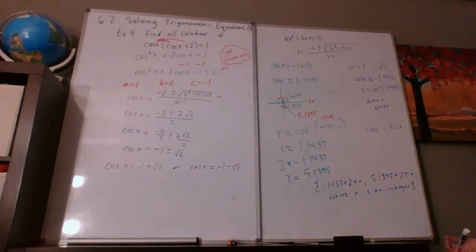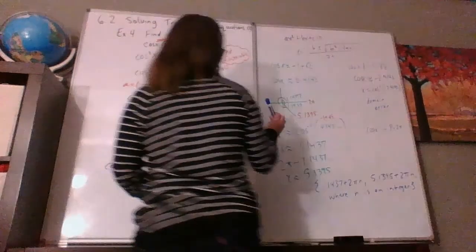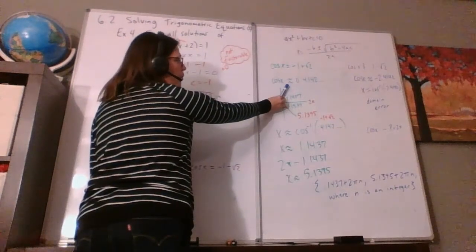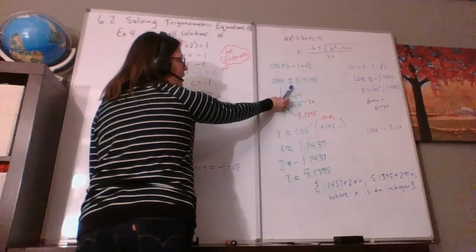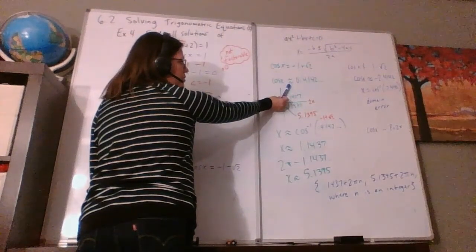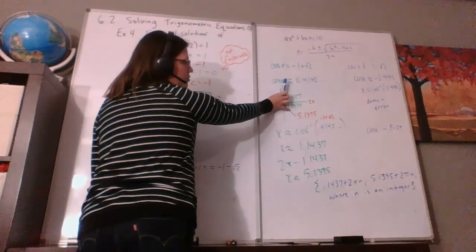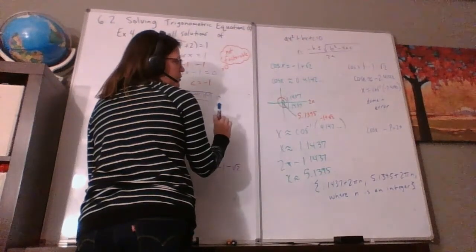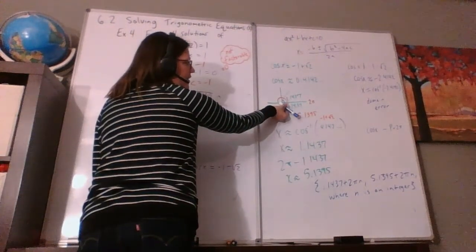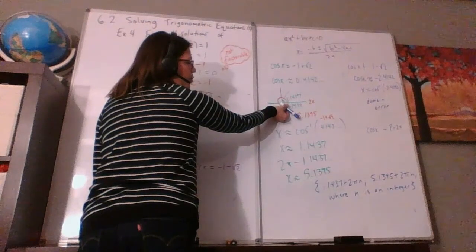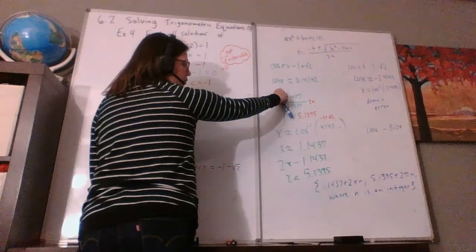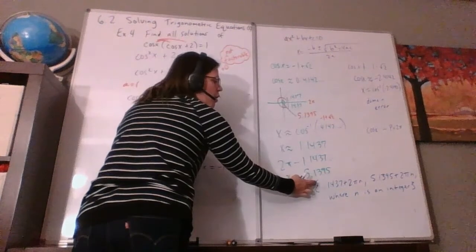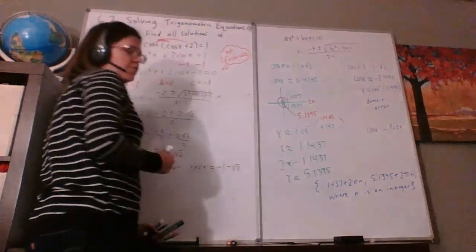One last thing to check is that this is not duplicate information. If we are at the 1.1437 and we add 2 pi, we will get back to that same solution. So we don't gain this solution down here just by adding 2 pi. Similarly, if we're at this 5.1395 and we add 2 pi, we're going to end up back in that fourth quadrant. So we do need both of these answers for our general form.